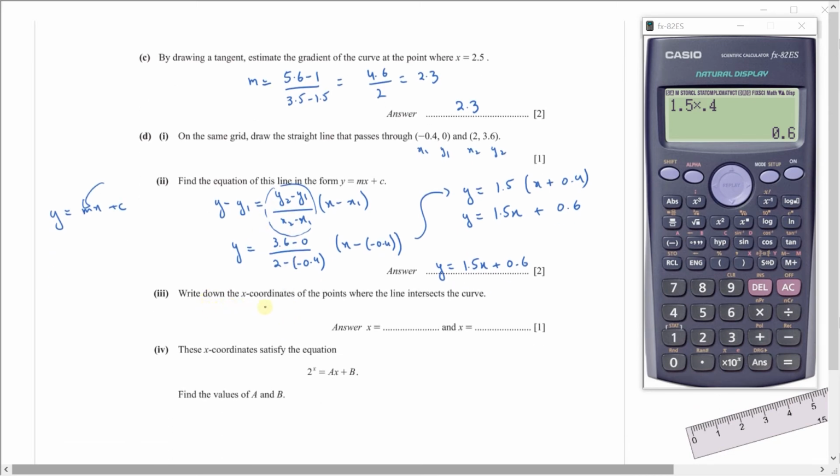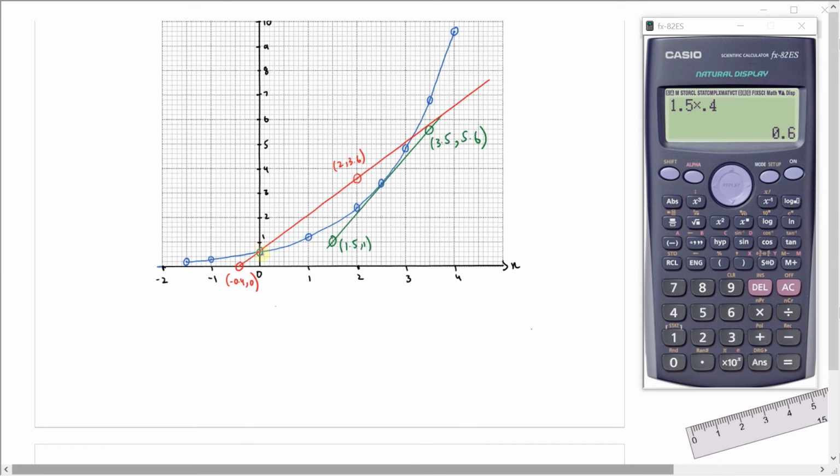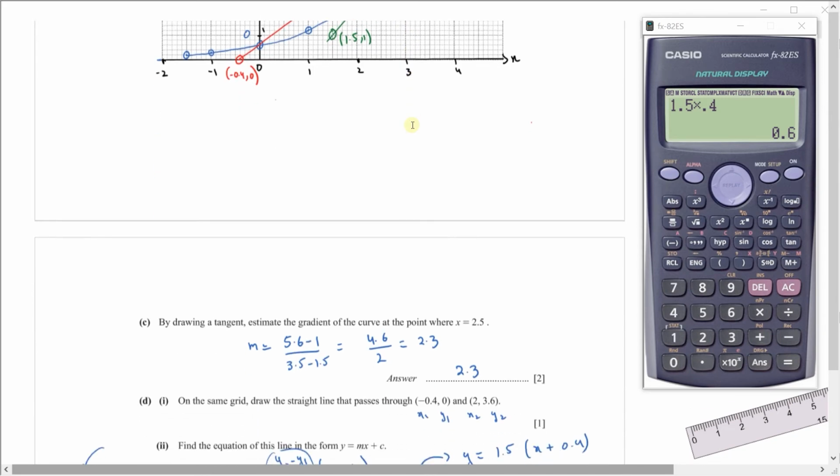Part 3 is write down the x coordinates of the points where the line intersects the curve. So the line intersects the curve here. So here the x coordinate is 0. And here the x coordinate is, this is 3, this is 3.2. So 0 and 3.2.